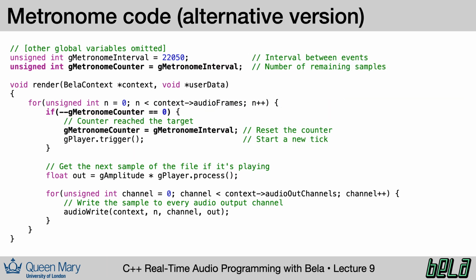Here's an alternate version of the code that works the same way. In this case, we start the metronome counter equal to the interval, and we decrement the counter each time. When the counter reaches 0, then we reset it back to the interval and call trigger as we did before. For all practical purposes, these are totally equivalent approaches with identical performance on any modern compiler. I show you them both because you'll see both style variations.